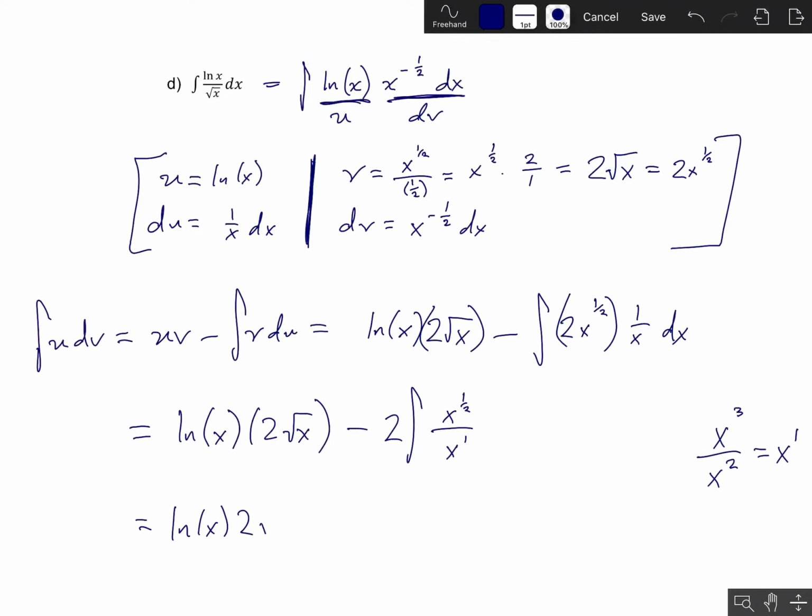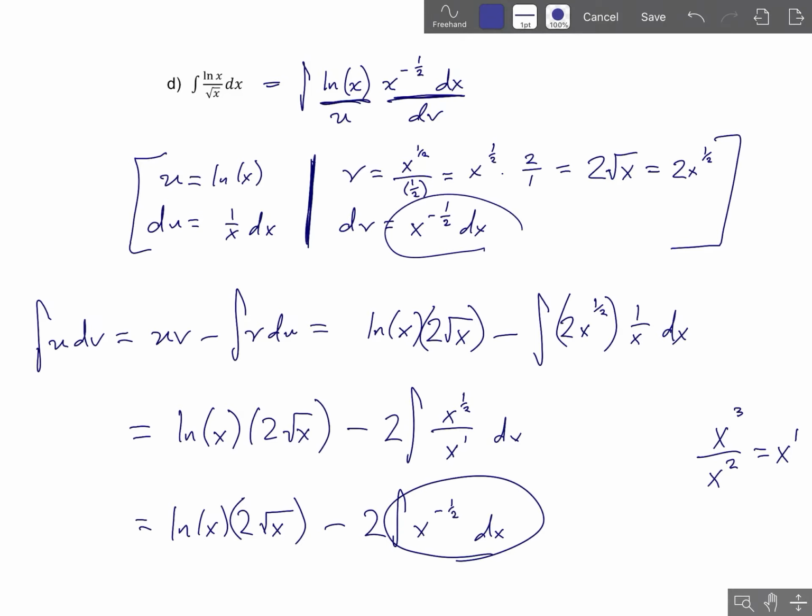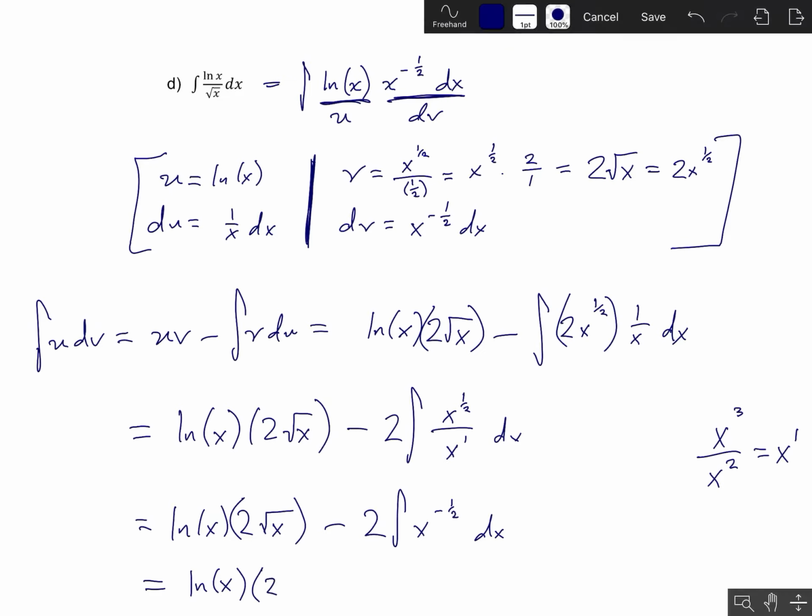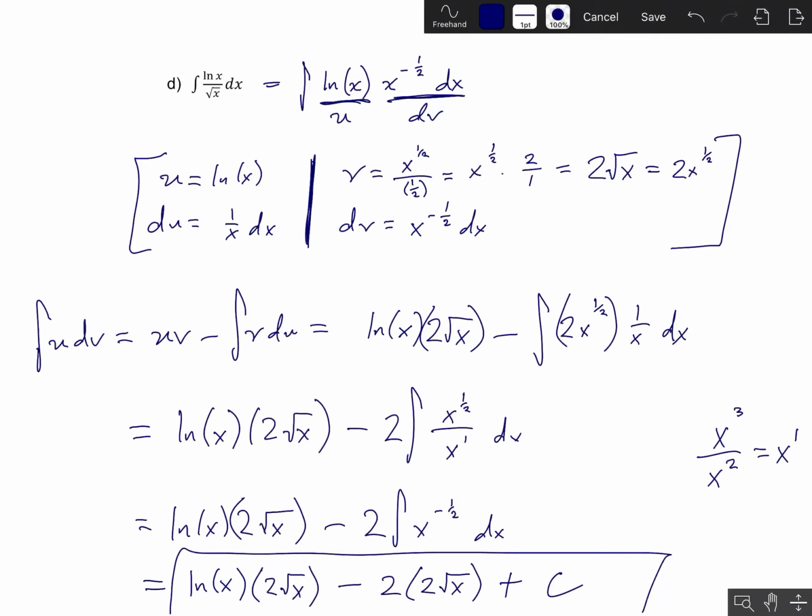So this is ln x times 2 root x minus 2 times, and from what I just said, this inside would simplify to x to the negative 1/2 dx. And we've already integrated x to the negative 1/2 dx. We know that the integral of this ended up being v. So that was a 2 root x. So this last integral is just going to become a 2 root x. So this will be ln x times 2 root x minus 2 times another 2 root x. And then because we just computed an antiderivative, we'll add c.